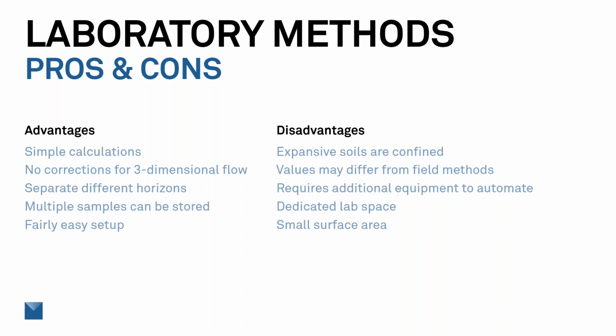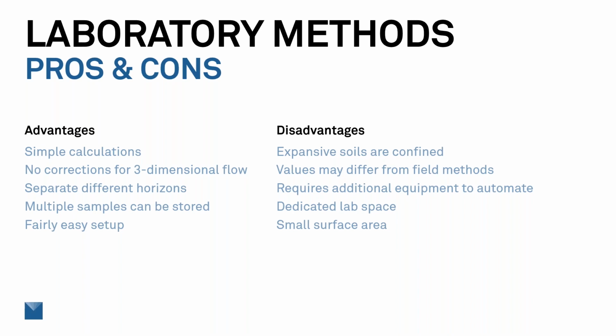It's very rare that you get these field methods to match up with laboratory methods. One of the main issues is that with a core sample, you may have open-ended pores that are not open-ended in the field. You're also only looking at individual layers, so you're not seeing how things work together as part of the system. So there are a lot of things that can result in differences between lab and field methods.